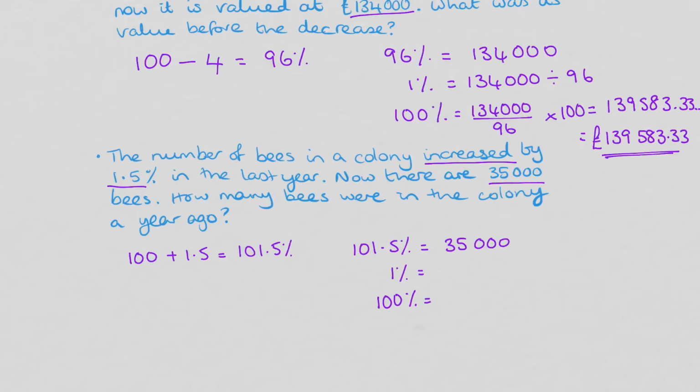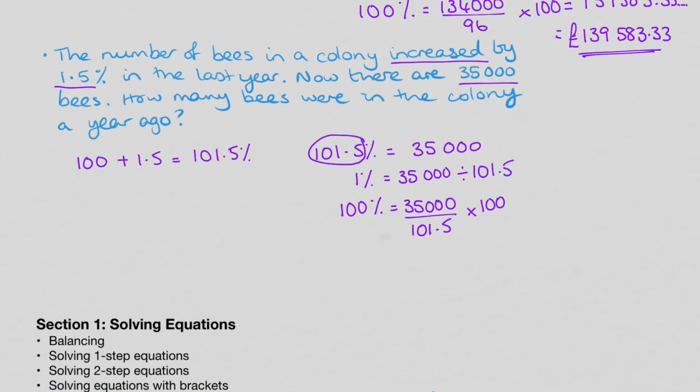Okay, so we work back to find 1% and then on to find 100%. So our 1%, remember, you take the amount that you've got here and you divide it by this number. Doesn't matter if that's a decimal or a whole number. So we're dividing by 101.5, and then to get 100%, we take what we've just found and we multiply it by 100. Okay, so what we don't need to do is work out what this number is, because we're just going to multiply that by 100 anyway. So there's no need to write it down.